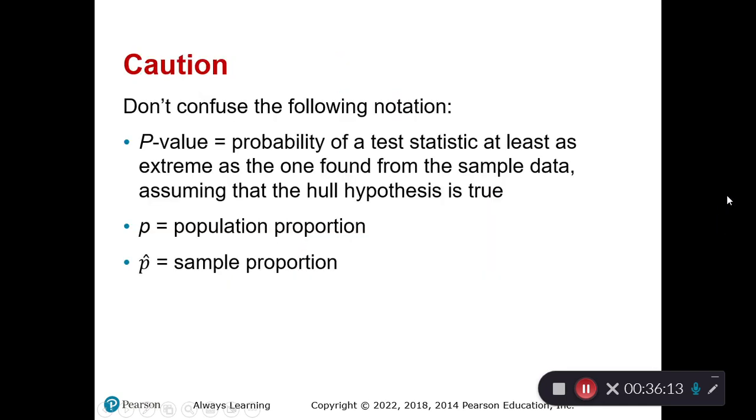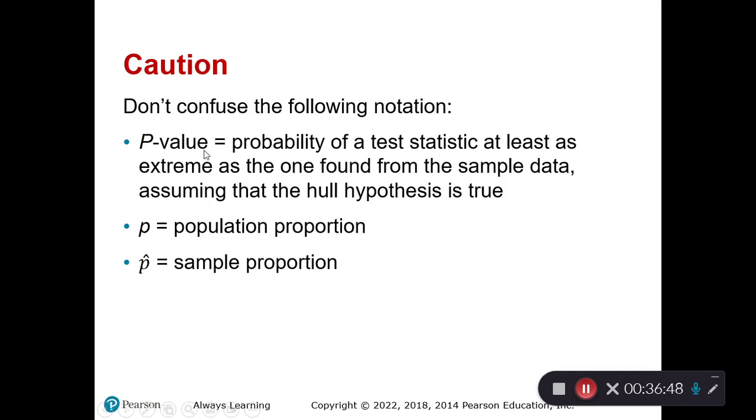Now, I mentioned earlier there's a lot of P's going on here, and I want to clarify what each one stands for. A population proportion, our unknown population parameter that we're making some claim about, we're going to use the lowercase letter p. A sample proportion comes from the data obtained from a sample, and we're going to label it as p hat. So the hat symbol means this is a proportion for a sample. No hat symbol means we're talking about a proportion for the population.